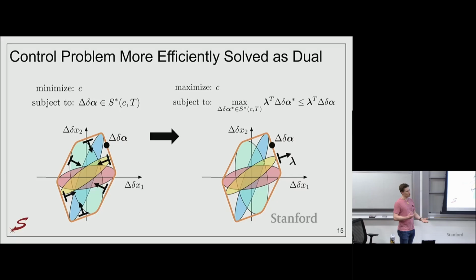That is a critical component of the reachable set. It's going to give us a lot of information about minimum cost, optimal maneuvering. So that's why this is so important. You'll see why in a bit.